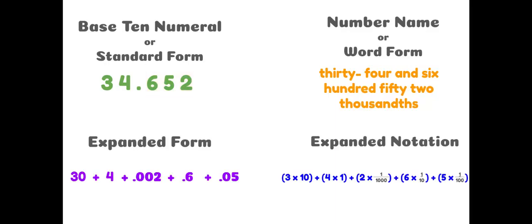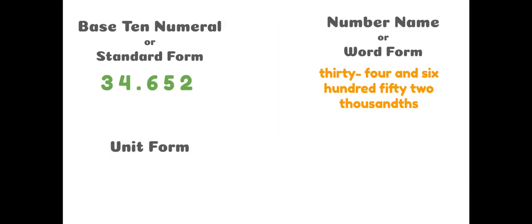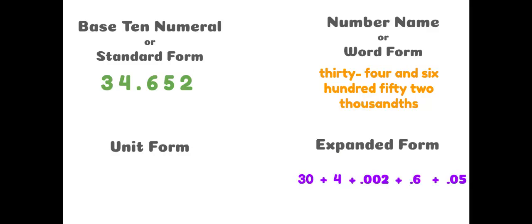There are all the forms we've talked about so far: base 10 numeral or standard form, number name or word form, expanded form, and expanded notation. But there is actually one more form that we can write and say numbers in. And we've talked about this in class. Can you remember what it is? It is unit form. Now, unit form is very similar to expanded form and almost to word form, because in unit form we are going to expand it out. We're going to talk about the value of each digit, but we're also going to use words to write out what unit each digit is in.